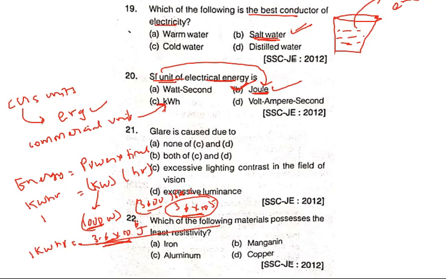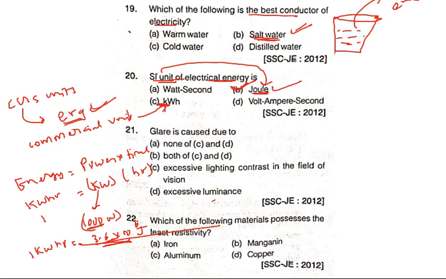SI unit of electrical energy is joule. If they ask you the CGS unit of electrical energy, then we have to choose erg. If they ask you the commercial unit of electrical energy, we have to choose kilowatt hour. Okay, hope you understood.